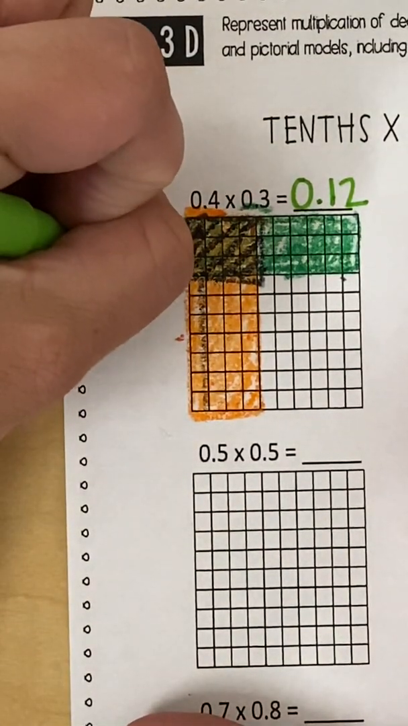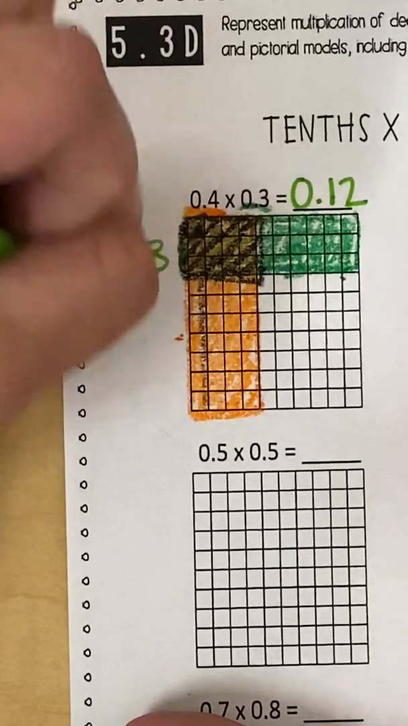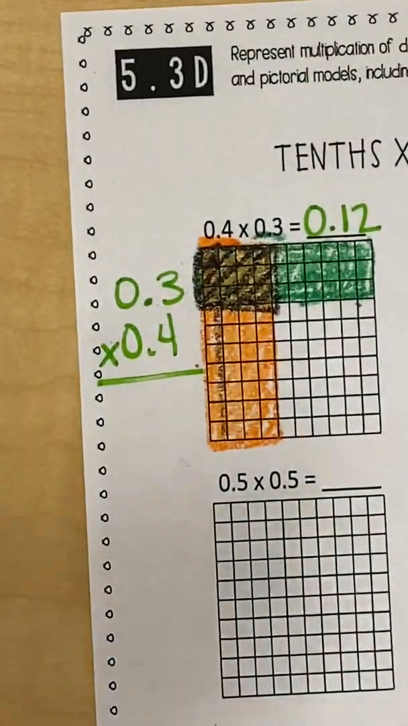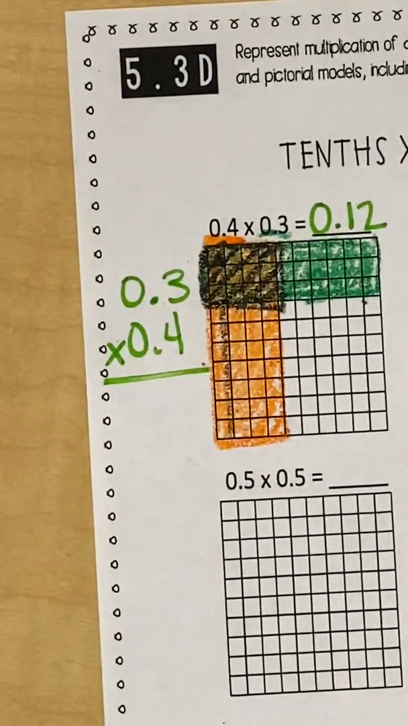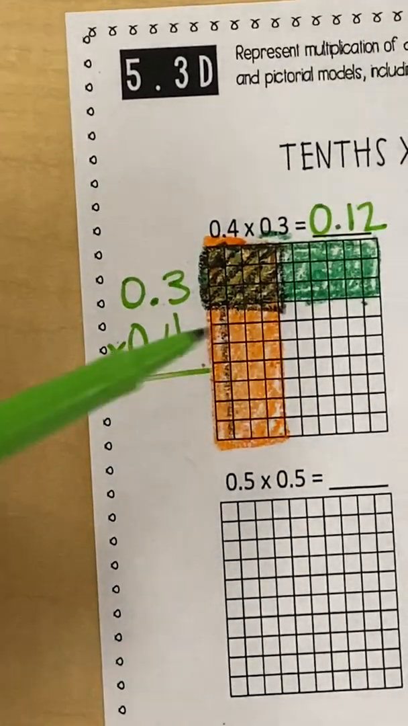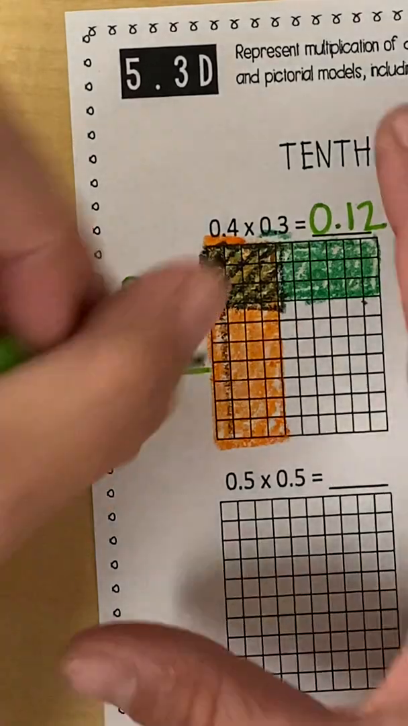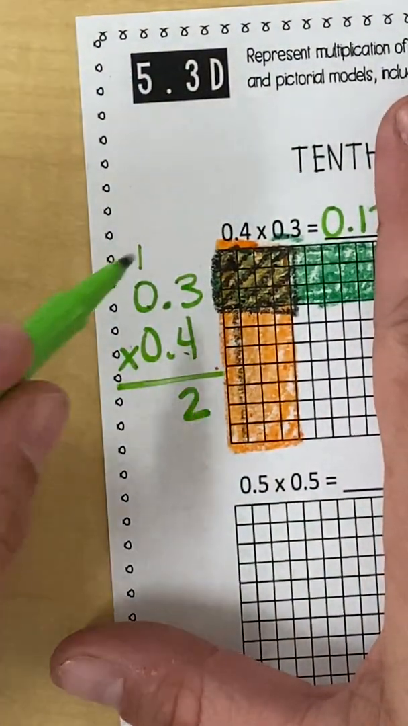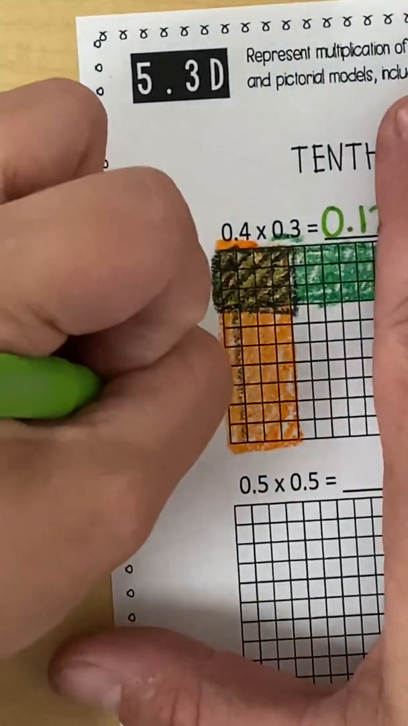So 3/10 times 4/10. Okay, I can also take the zeros off. That works fine as well. All right, so 4 times 3 is 12. So I'm going to write my 2, carry my 1. 4 times 0 is 0 plus 1 is 1.